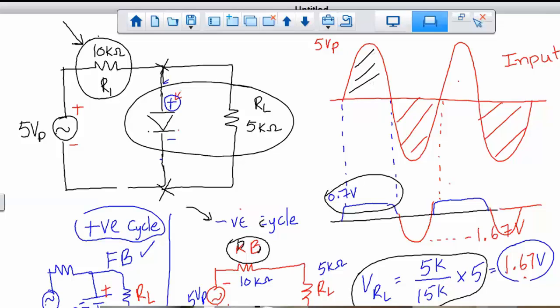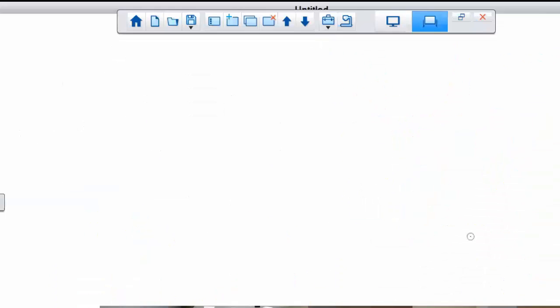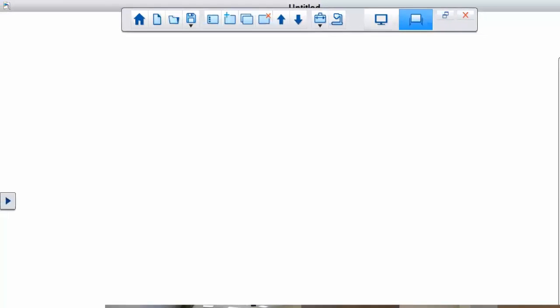So to clarify what you said about the negative cycle being reverse bias: that's not always true. In this circuit, it is because of the orientation of the diode. If you flip the diode, the waveform would be the mirror image of it. So let me give you another example of the same orientation.